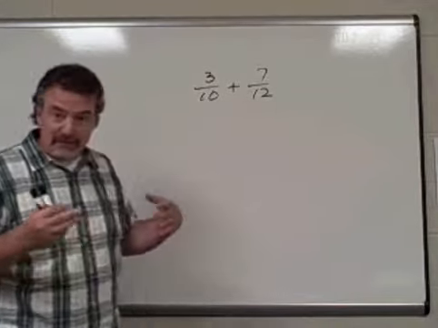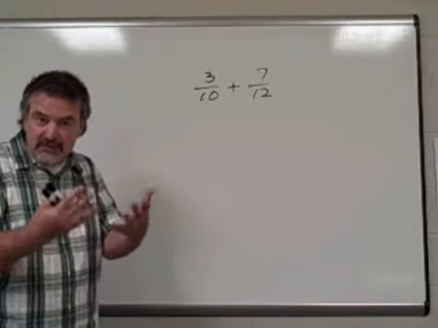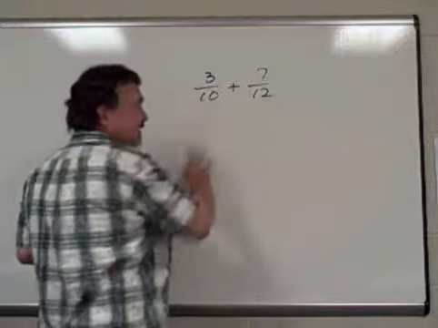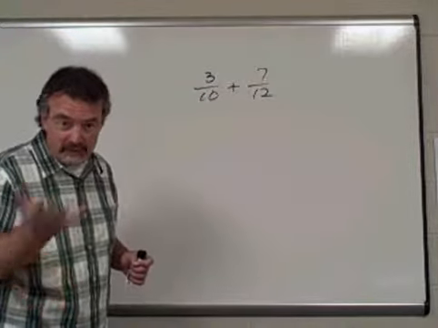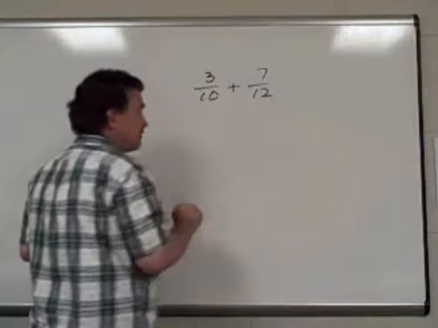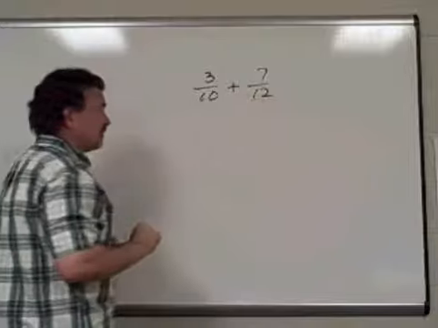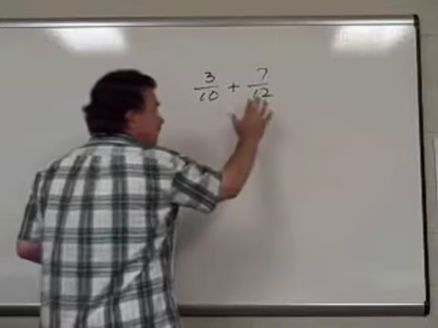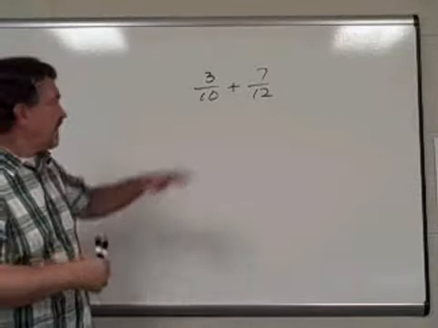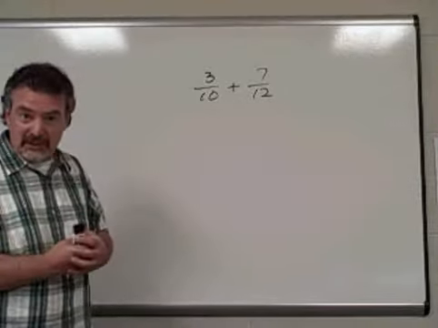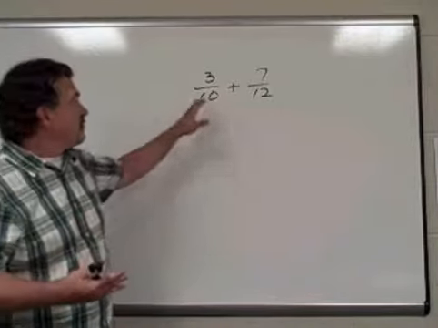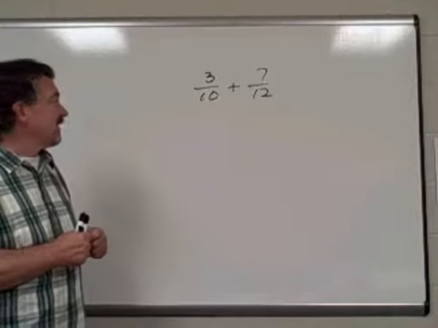So neither pair of pants is big enough for the other one to divide into it and give us a whole number answer. You can't divide 10 into 12 and get a whole number answer. 10 is not a factor of 12, and 12 is not a multiple of 10. And 12 is not a factor of 10. You can't divide 12 into 10 and get a whole number answer. So neither of these pairs of pants is big enough. How would we find the pair of pants that would be big enough for these two fractions so that we can add them together?